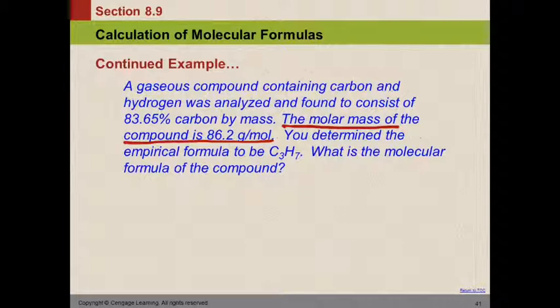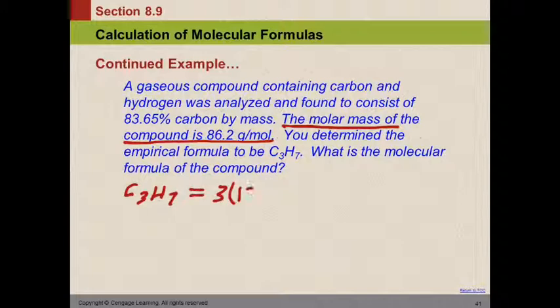It's not because that was the sample, but because that tells us how much a mole of those molecules weighs. Okay? And so what we can do is figure out how much a mole of the empirical formula weighs, and how many times that fits into the actual molecular formula. So C3H7, we're going to calculate the empirical formula's molar mass.